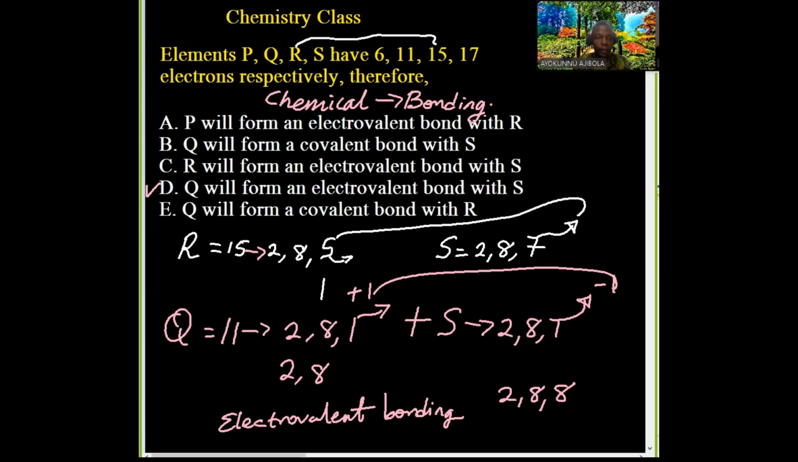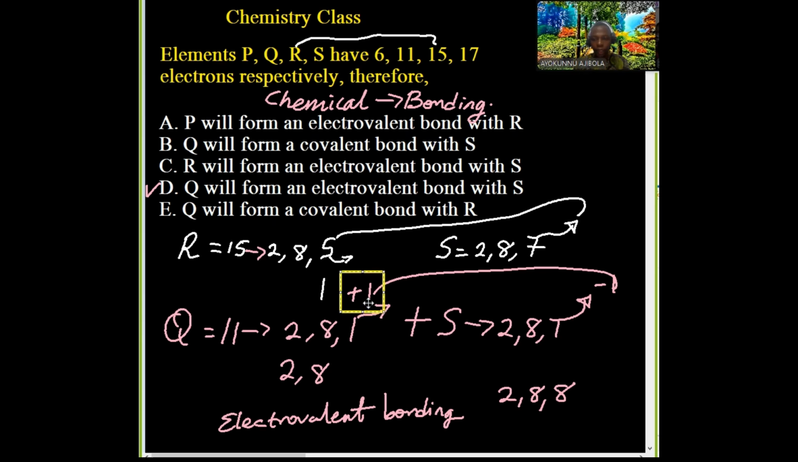So the next question. With this, we say electrovalent bonding involves transfer of electrons, and since Q has 11 electrons with the configuration 2,8,1 that we can see here, is that clear? Yes, sir. And it has a valency of 1. What's the meaning of valency? It means the electron in the outermost shell, and that is what designates Q as a cation, okay?